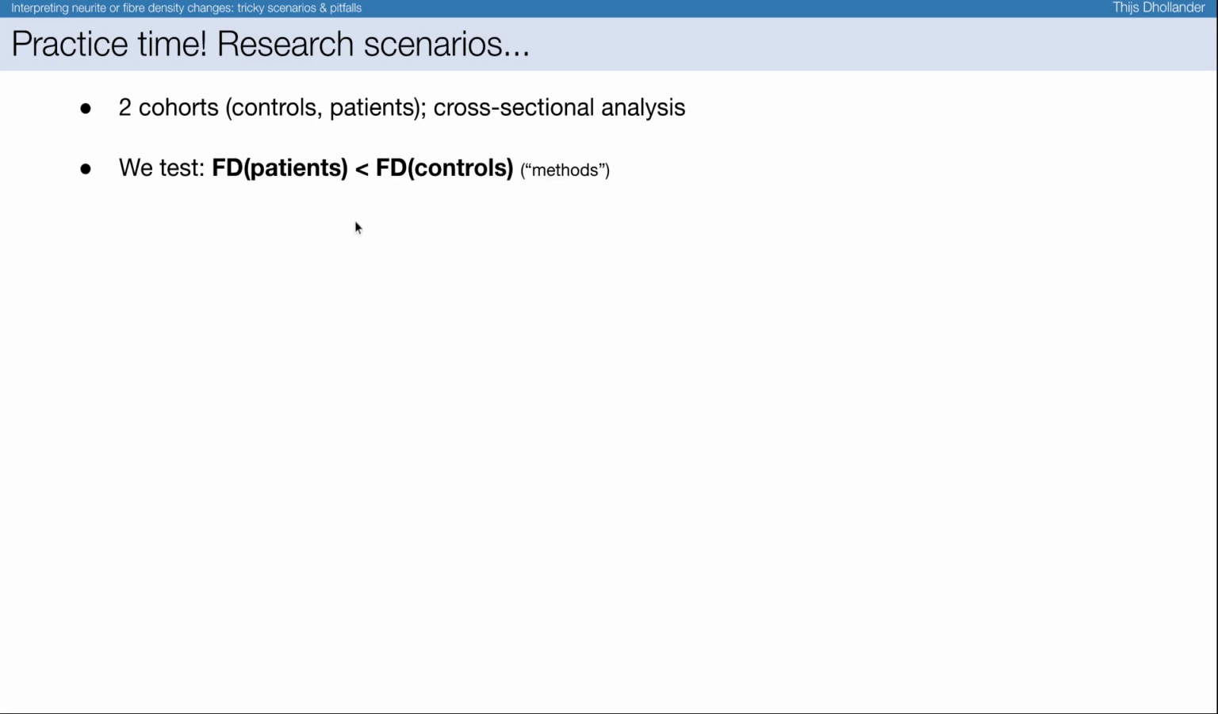So we want to look at fiber density because we've seen that this measure exists, and we're going to test it. And we hypothesize that the FD in our patients is lower than the FD in our controls, maybe because we suspect some neurodegeneration, something like that.